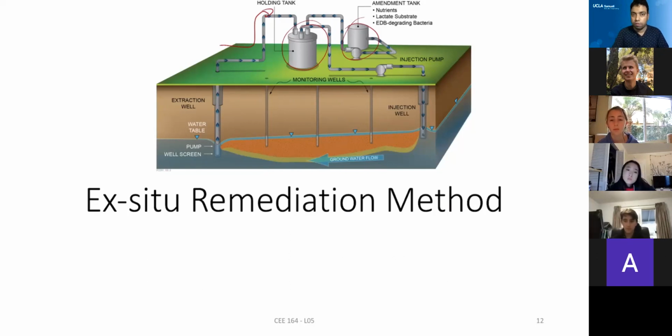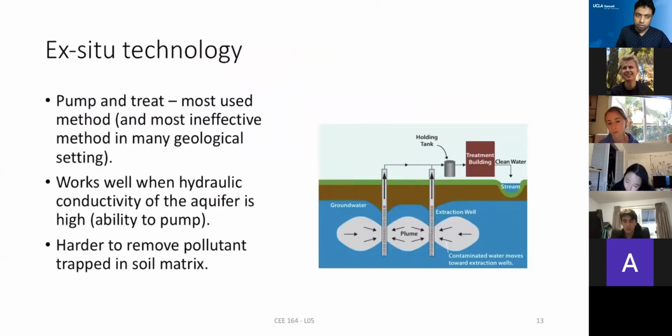And as it removes the pollutants, then you have clean water that you are injecting back into downstream, not downstream, upstream, so that you are replacing the contaminated water with treated water. So this is the ex-situ method.